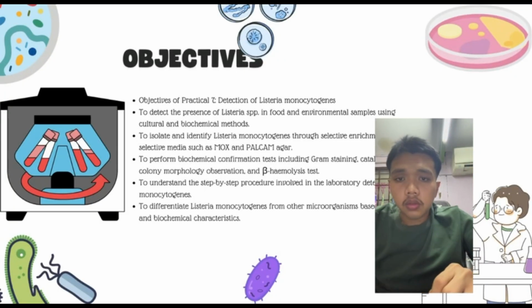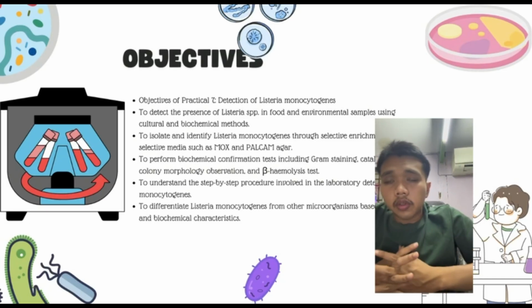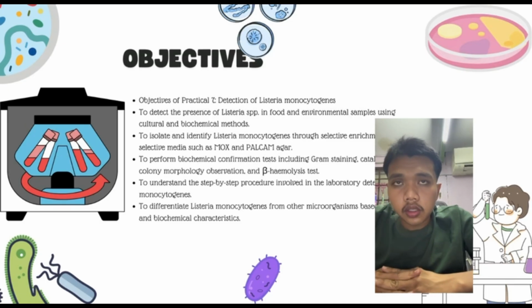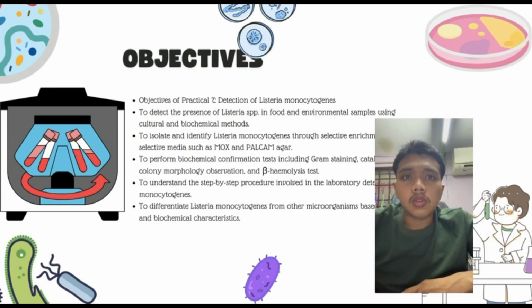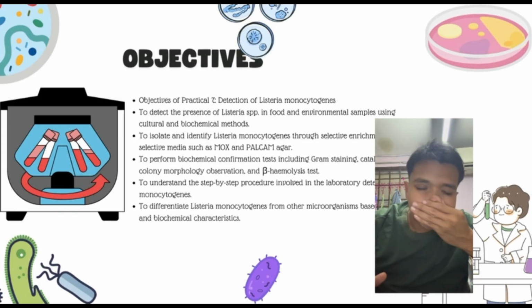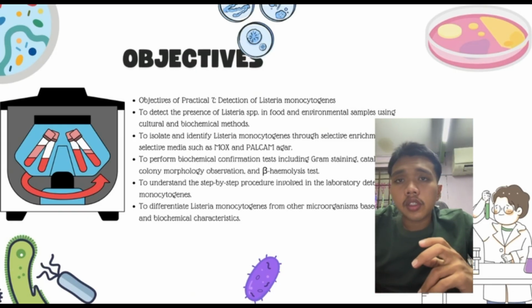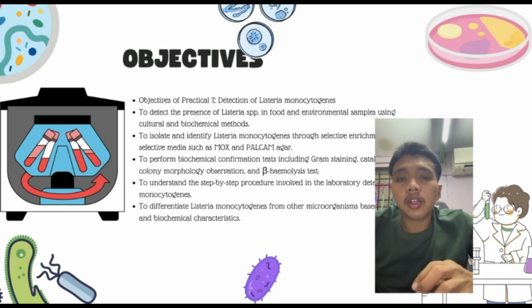Assalamualaikum warahmatullahi wabarakatuh. So today I will explain about the objectives of the Listeria results, lab 5. First objective is the detection of Listeria monocytogenes in the food sample. Next is to detect the presence of Listeria in food and environmental samples using cultural and biochemical methods.